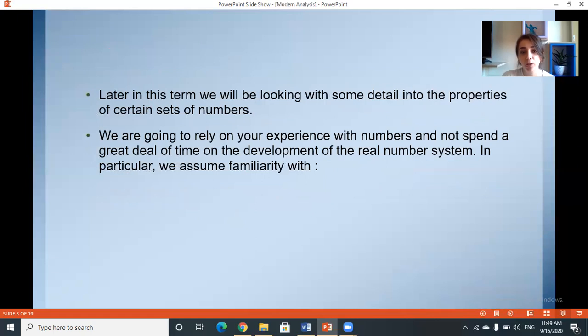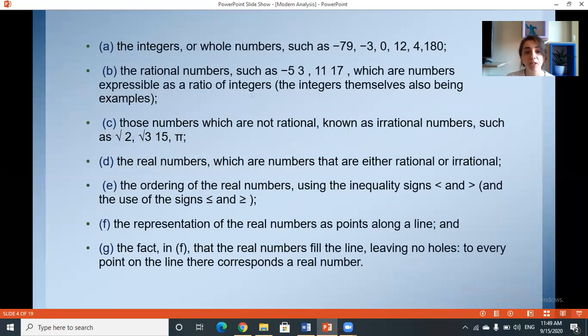Later in this term, we will be looking with some detail into the properties of certain sets of numbers. We are going to rely on your experience with numbers and not spend a great deal of time on the development of the real number system, okay? We assume that you know the real number system and its properties, but we just give a brief information about this.